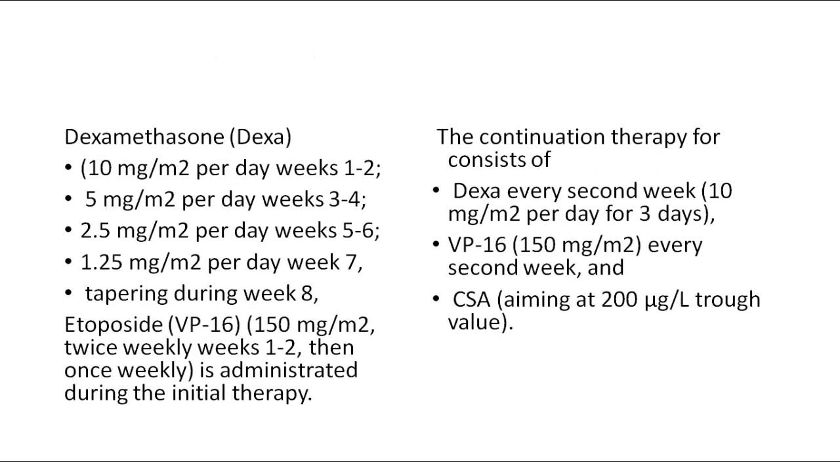So this is the dose of dexamethasone, for a total duration of 8 weeks, and etoposide. Initially, we start with 10 mg per meter square per day for 1 to 2 weeks, and slowly we taper and stop by 8 weeks. If the child needs hematopoietic stem cell transplantation, we should put her on a continuation phase, which is 10 mg per meter square per day for 3 days a week.